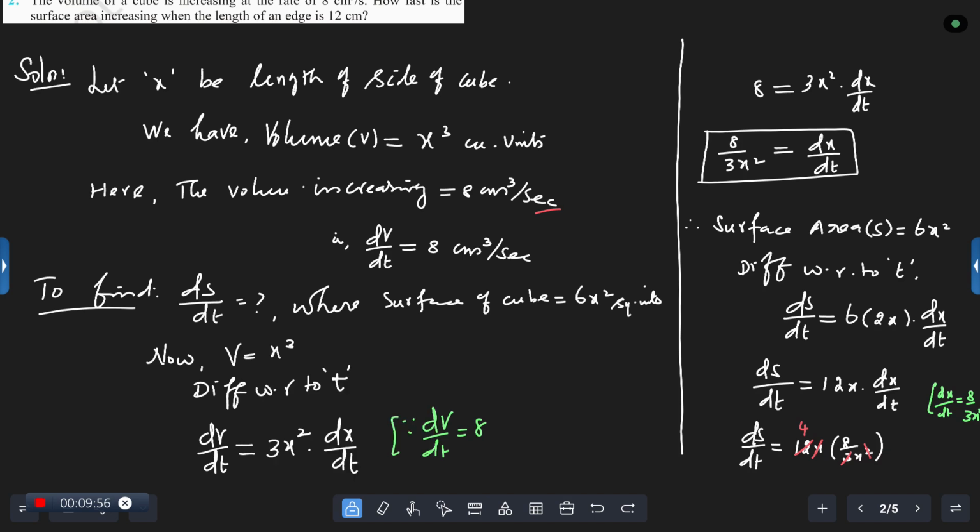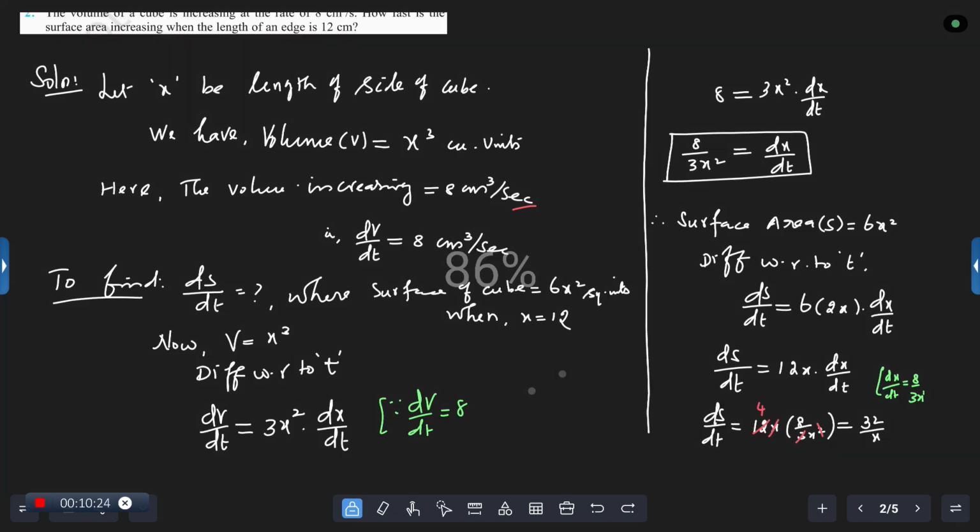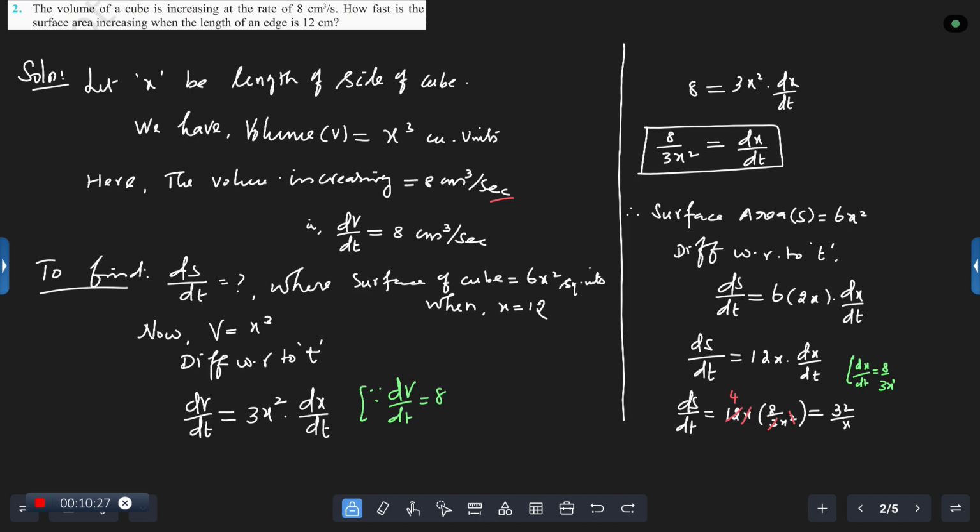dt, correct? Yes. And then what is the final value? What are they asking? The edge length, correct? When x equal to 12. When x equal to 12, then replace the x value with 12. That is equal to 32 by x. When x equal to 12, the length of the edge of the cube.